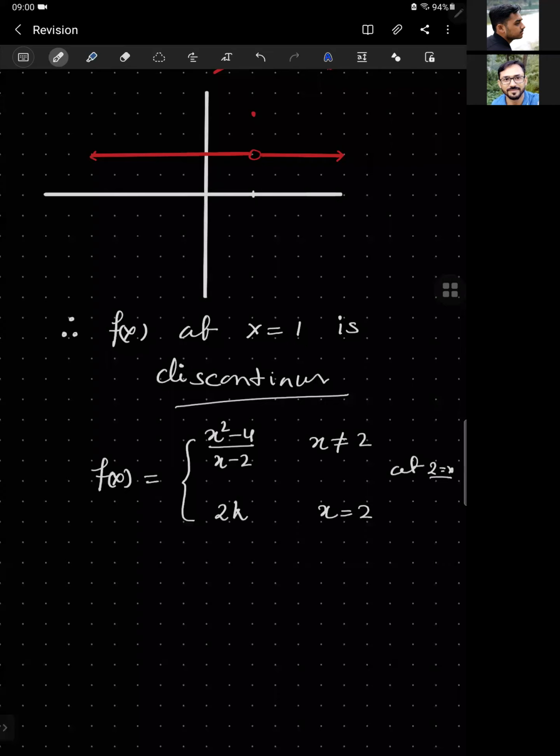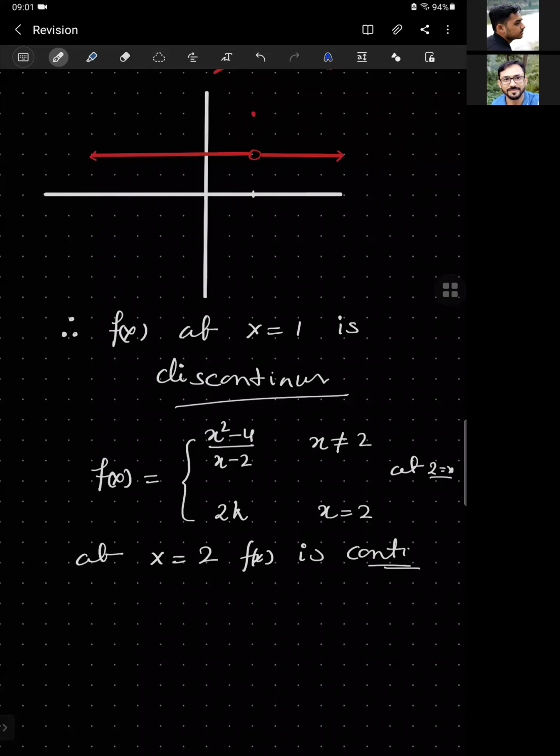At x equals to 2, we need to calculate the value of k. It is given that at x equals to 2, f(x) is continuous. This function is continuous at x equals to 2.